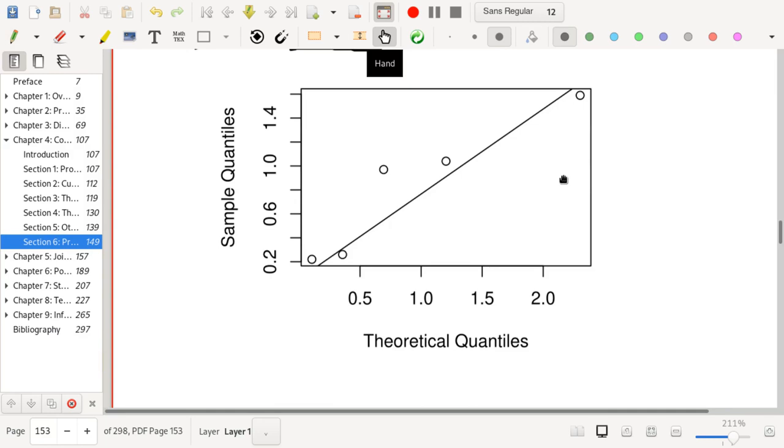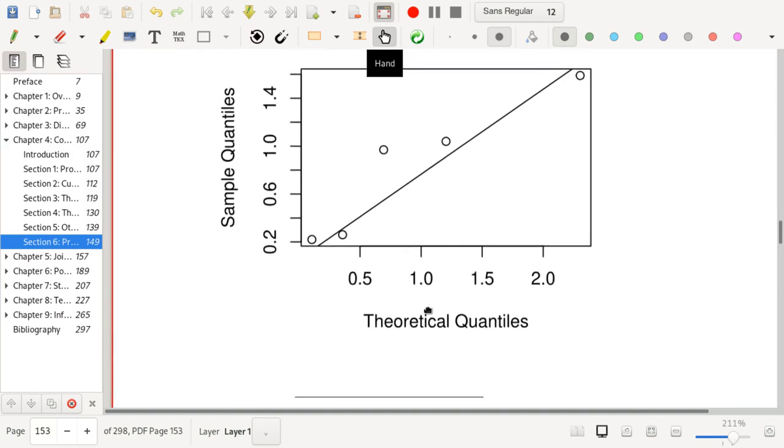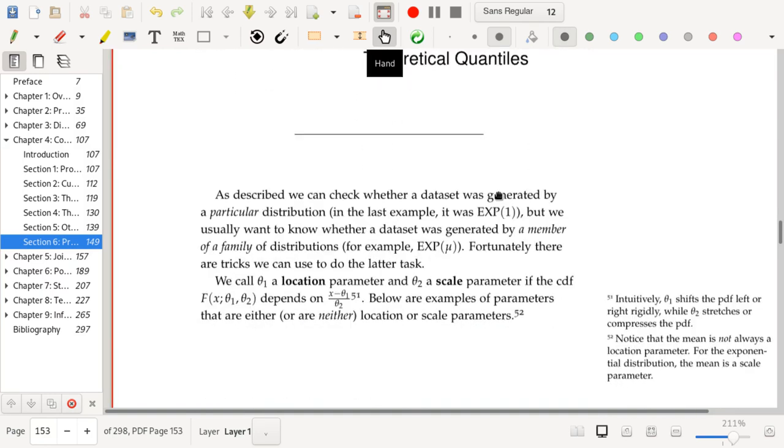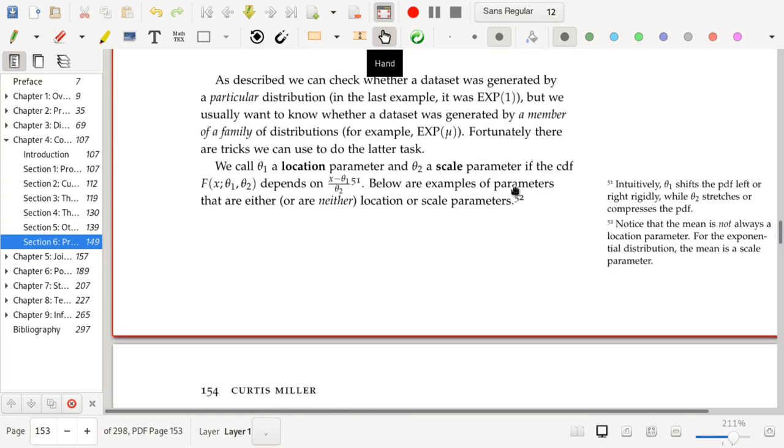All right, so here is the resulting plot. And that seems to pretty much be what we created before. To me, this looks like a straight line, and I think most people would say this looks like a straight line. So it would suggest that the exponential one is an appropriate distribution.